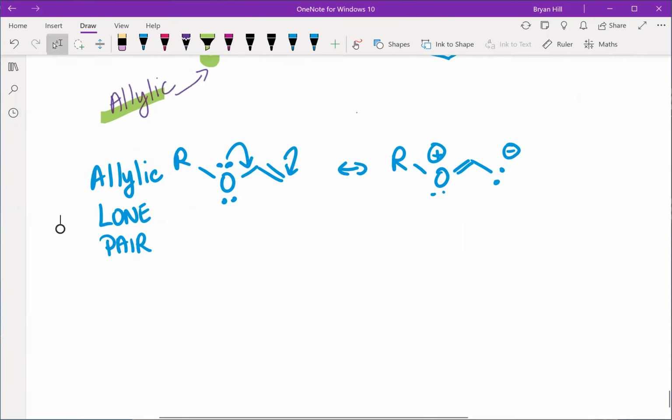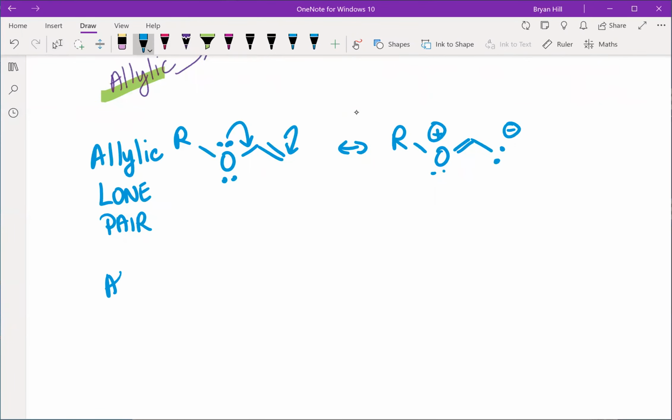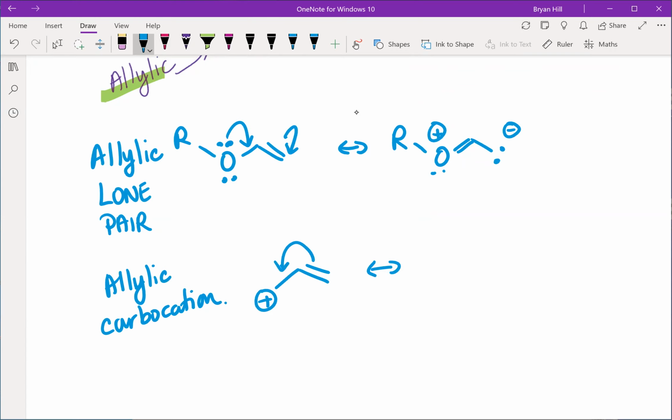Or if we had an allylic carbocation, we would draw something like this. Those electrons go there, resonance structure. So these are recognition patterns for resonance.